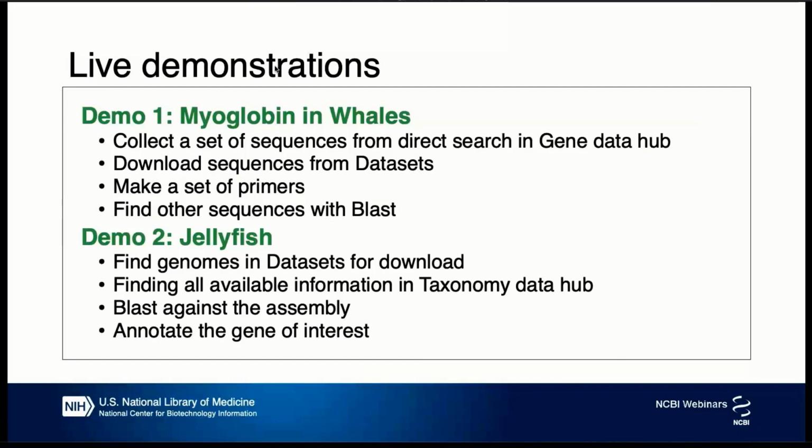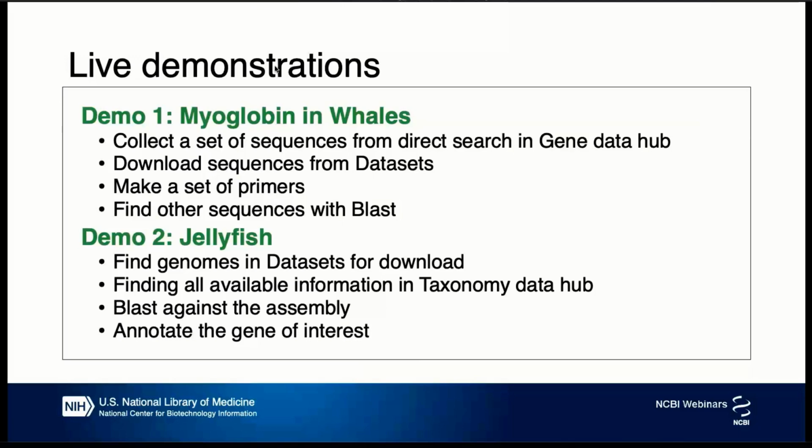The first demo is looking for a gene of interest, myoglobin, in whales. What we're going to do is get a set of sequences from the Gene Data Hub that I showed you. We're going to download those sequences from Datasets, and then we're going to use the sequences we downloaded to make a set of primers. And then we're going to go back to the original gene search and try to expand it by doing a BLAST on one specific whale.